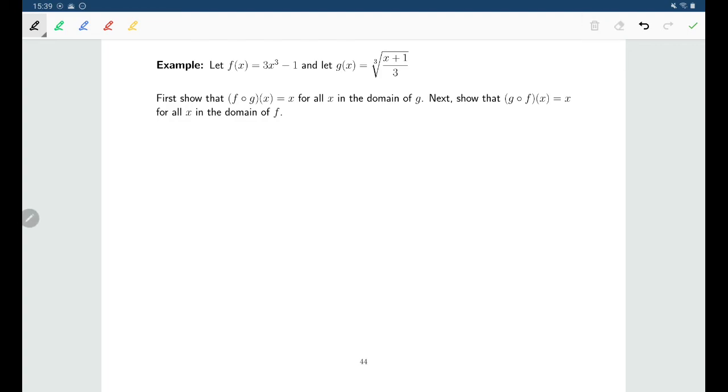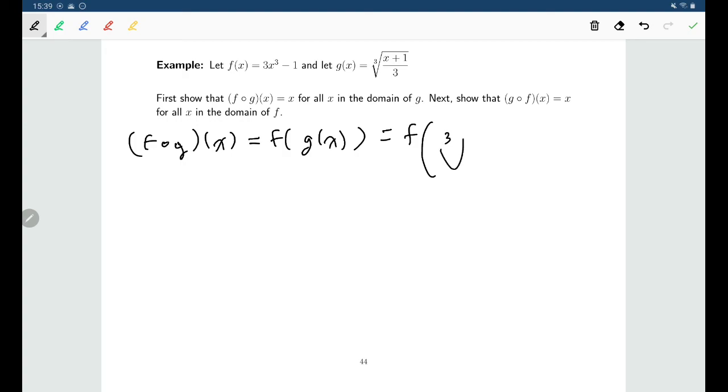That's all we want to do with this example, show that that's true. So if we were looking at f composed with g of x, or in other words, putting g of x inside of f of x, that would be me putting that cube root of x plus 1 over 3 inside of f.